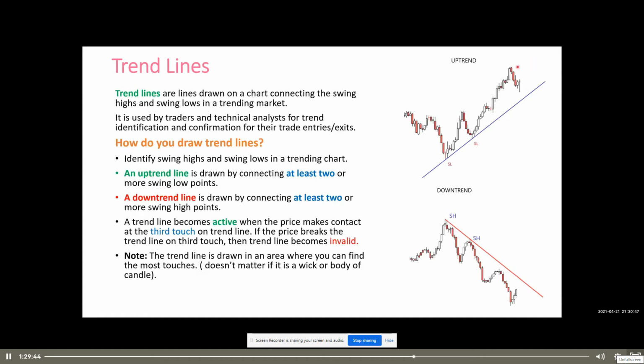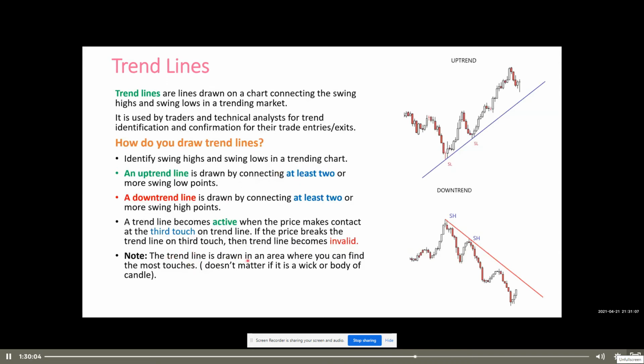If not a lot of people are watching, the price is just going to push through, right? If your trend line is not a valid one, it's just going to push through. It's not going to bounce, right? If price breaks the trend line on the third touch, then the trend line becomes invalid, right?